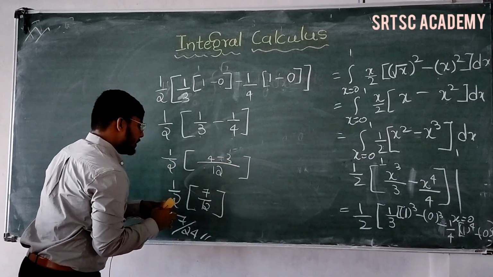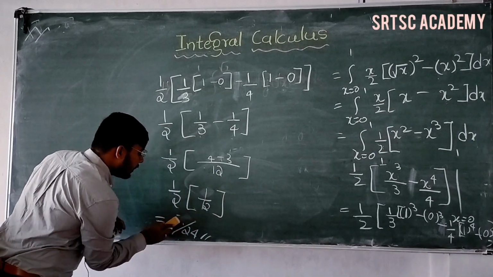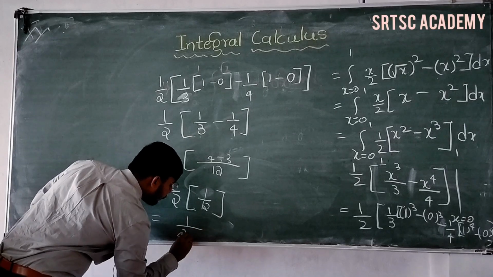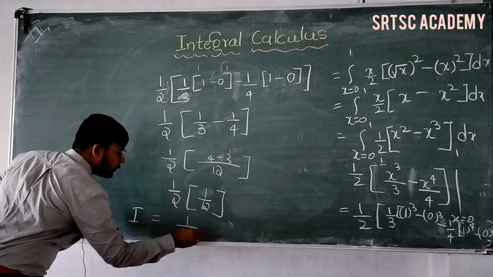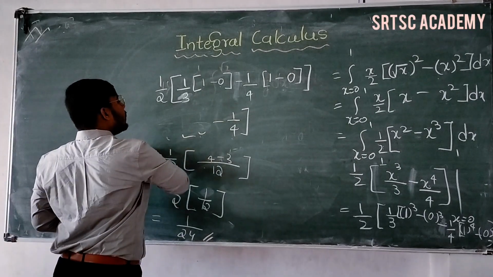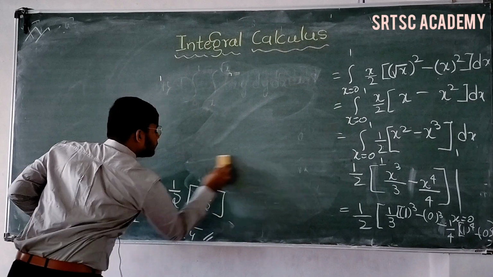4 minus 3, that is 1. 1 by 12, that is 1 by 24. 1 by 24 is your final answer. I is equal to 1 by 24. Okay, next problem.